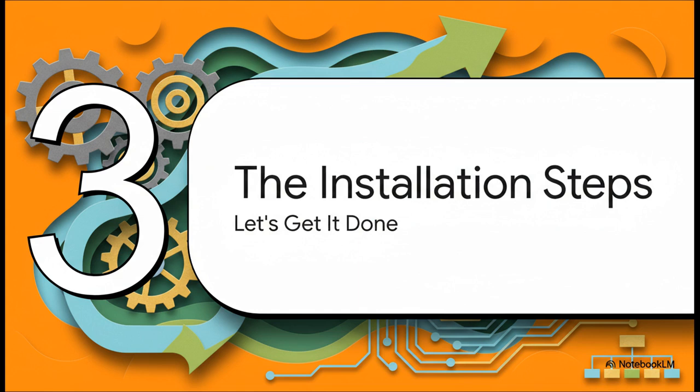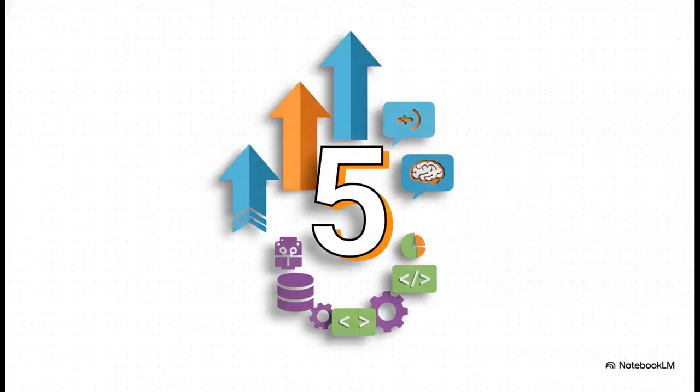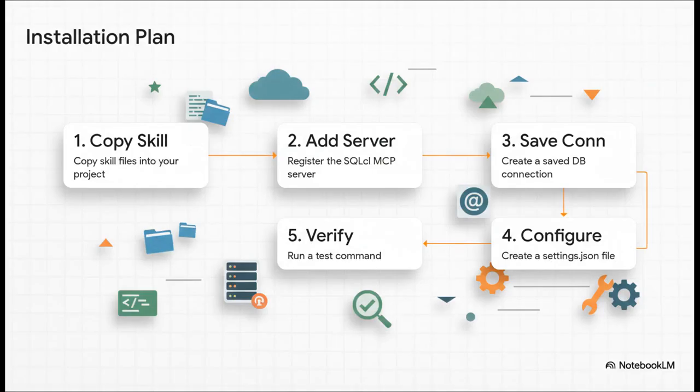We're going to walk through a really straightforward five-step process to get this skill installed in your project. Let's do this. That's right, just five simple steps. So here's our roadmap. First, we'll copy the files. Then, we'll tell Claude about our server. After that, we save our database connection, tweak a few settings, and the last step, the fun part, is making sure it all actually works. So let's jump into step one.